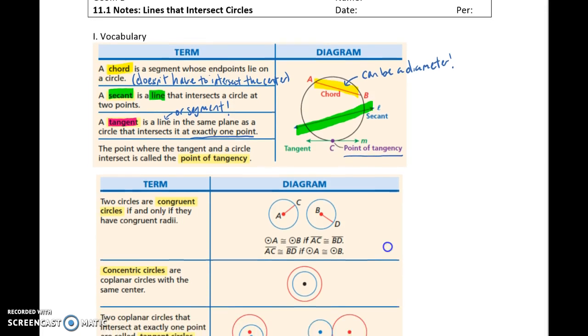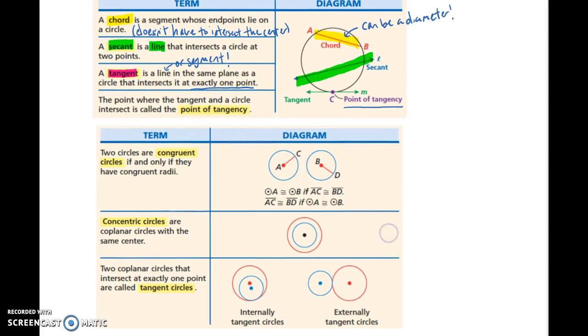So we can also talk about other vocabulary here: congruent circles, concentric circles, and tangent circles. Congruent circles, pretty important if we're given congruent circles. We know they're congruent if they have congruent radii, because remember, that's the only unique measurement in our circle. So if the radii are congruent, then our circles are congruent. This notation here, the circle with the dot in the middle, just says circle. And you name the circle by its center, circle A, circle B, etc.